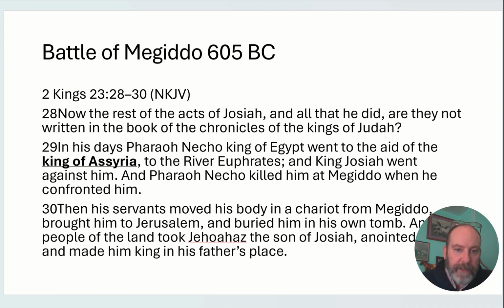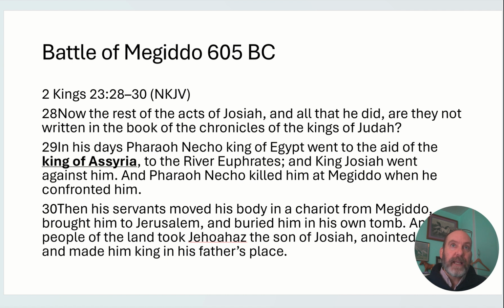And I'm going to start in 29. "In his day, Pharaoh Necho, king of Egypt, went to the aid of the king of Assyria to the river Euphrates, and King Josiah went against him, and Pharaoh Necho killed him at Megiddo when he confronted him." So, same account, but it gives you one interesting detail. Necho is headed out to help specifically the Assyrians. Now, who are the Assyrians doing battle with? The Assyrians are doing battle with Babylon. Babylon's to come against Assyria.